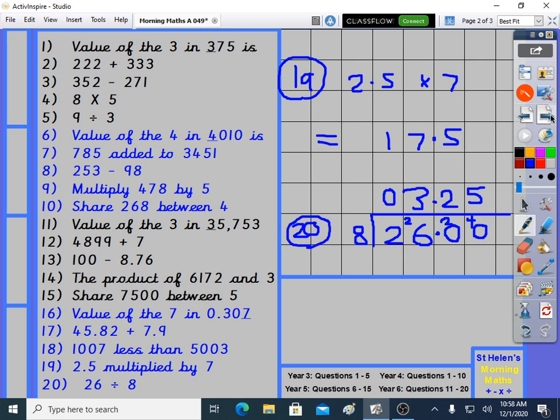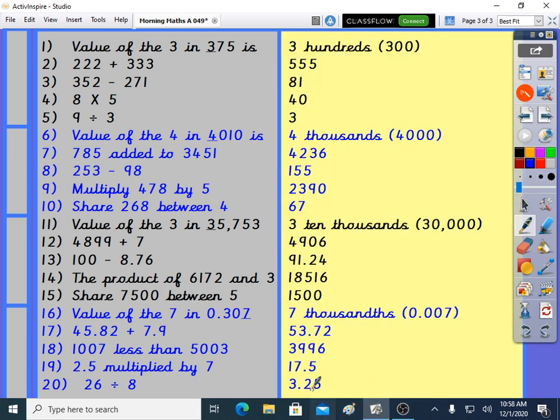Let's see the answers. 3.25 and all the other answers.